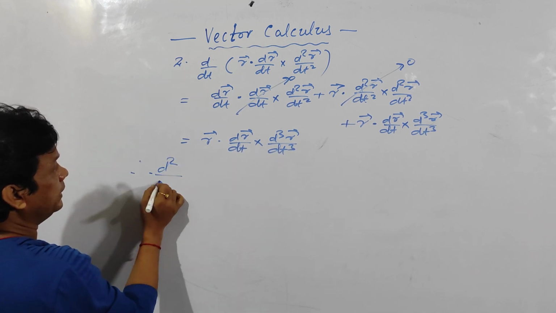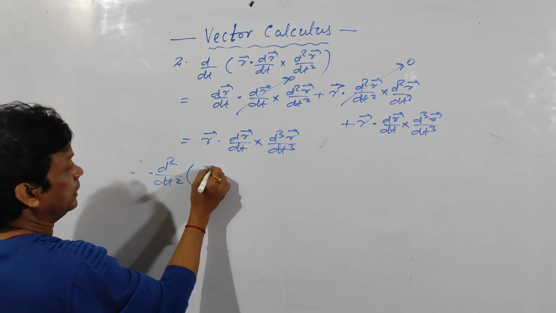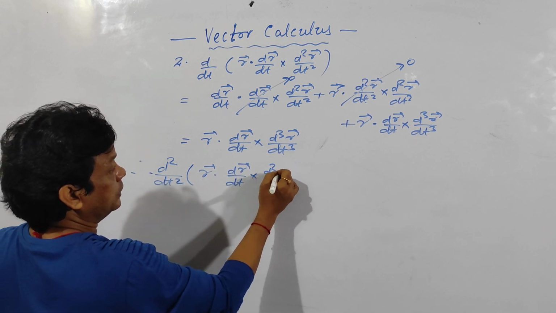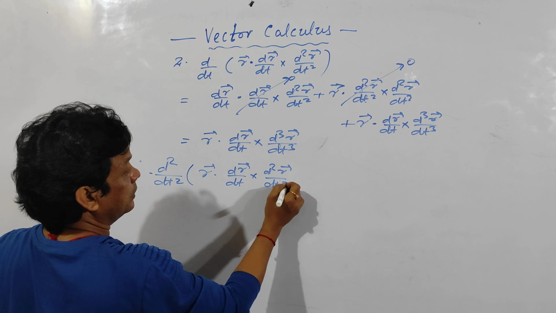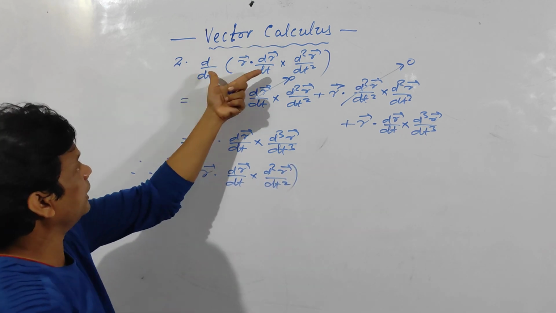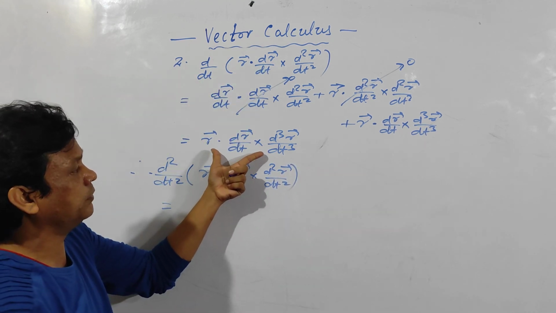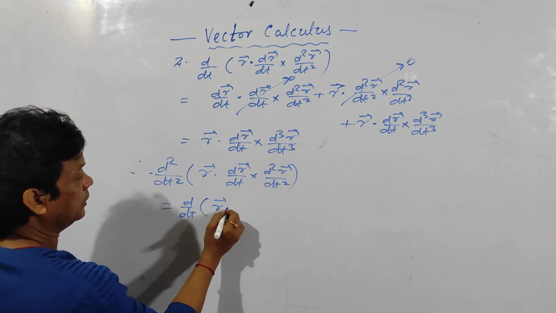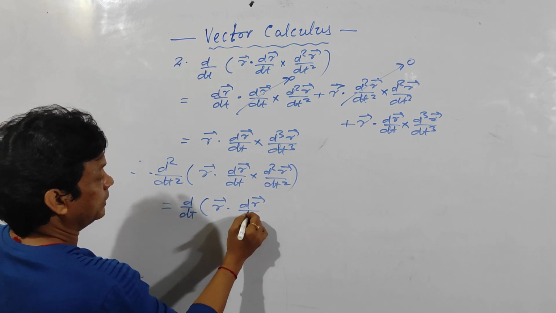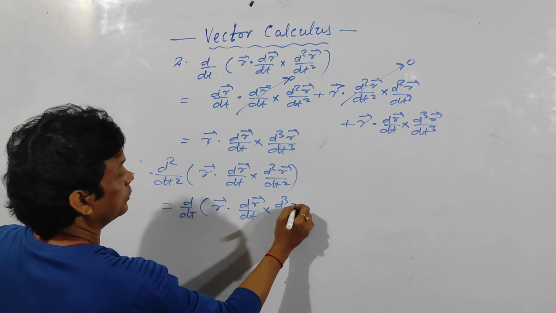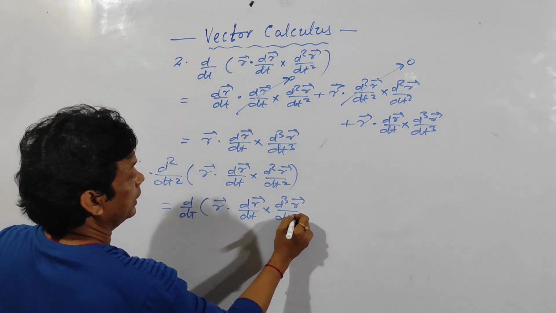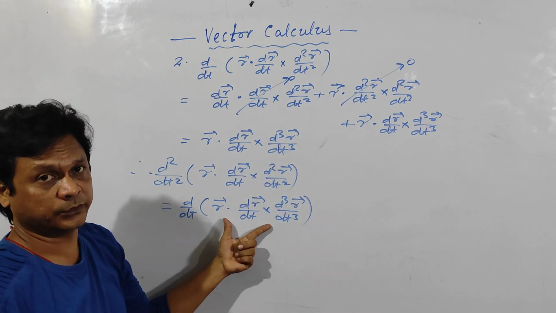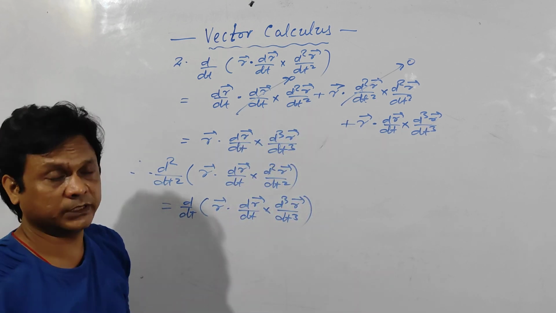Therefore, d square by dt square of r dot dr by dt cross d square r by dt square is equal to... I am taking the derivative of this one, so that means you have to take the derivative of this quantity. So d by dt of r dot dr by dt cross d cube r by dt cube. Now you can find it out in a similar process. That will be 3 terms. Okay, and finally you get the answer.